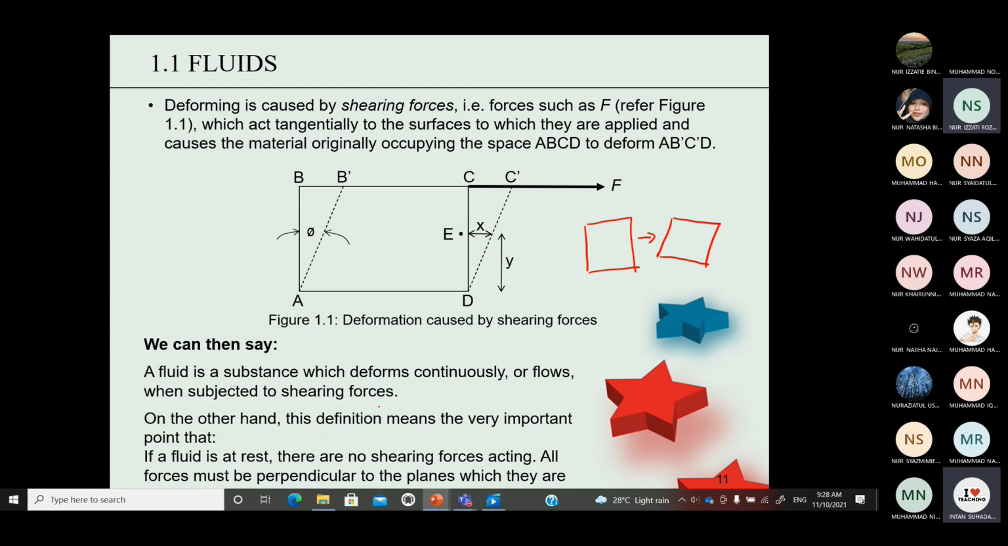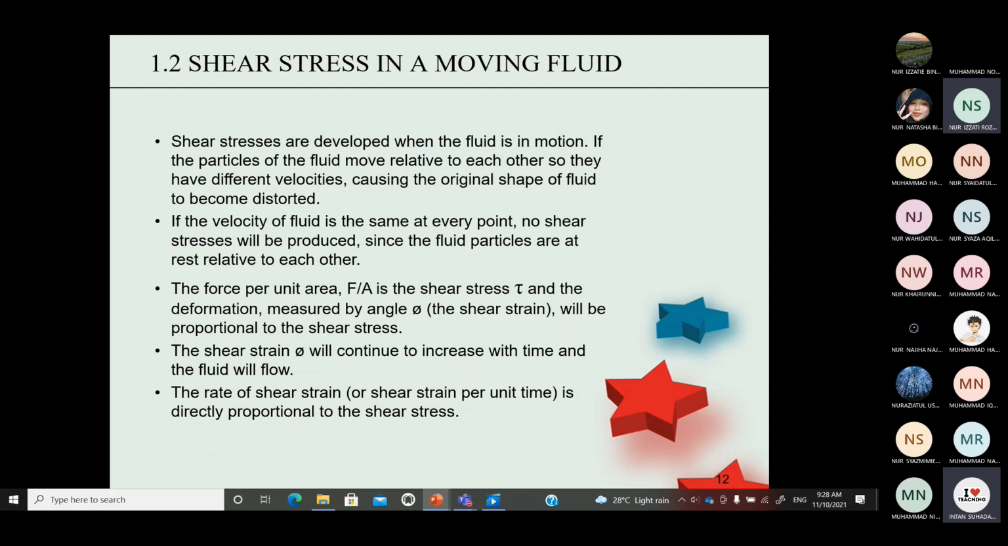So okay, I think this one is just repeating what I have explained before this. Okay, because we want to go faster. This one also I have explained. Okay. Shear stress is developed when fluid is in motion. If the particles of the fluid move relative to each other, so they have different velocity, causing the original shape of fluid to become distorted. Right? So this one, F over A, shear stress, we call as tau. We have an angle of the shear strain.